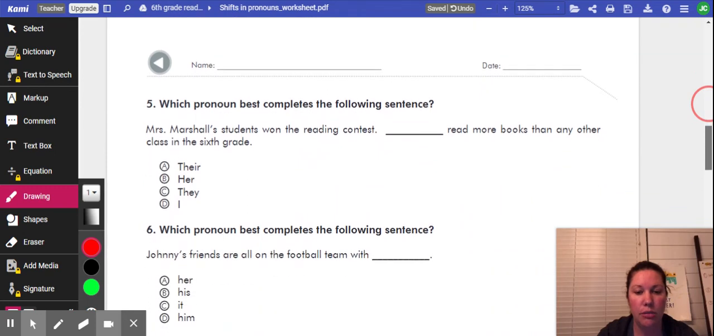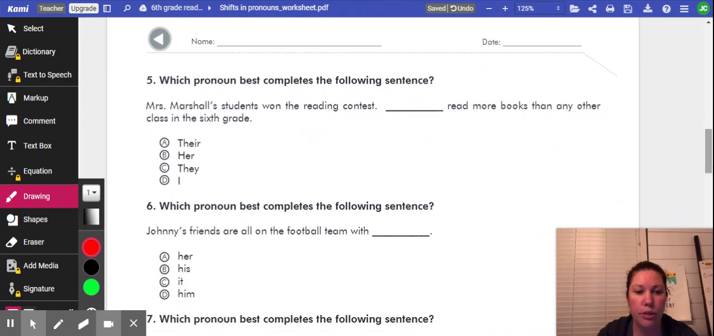Okay, last question I'll do with you. Mrs. Marshall's students won the reading contest. Blank read more books than any other class in the 6th grade. Okay, so let me reread it with our choices. Mrs. Marshall's students won the reading contest. Their read more books than any other class in the 6th grade. Her read more books than any other class in the 6th grade. They read more books than any other class in the 6th grade. Or I read more books than any other class in the 6th grade.